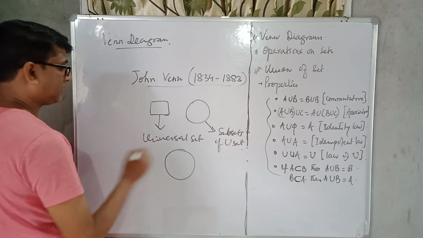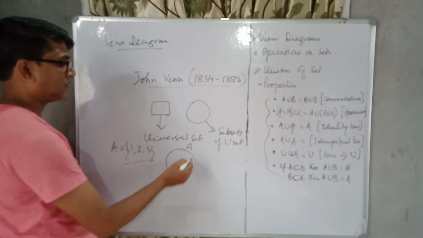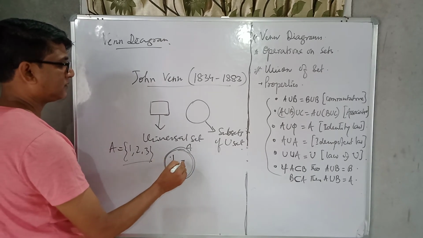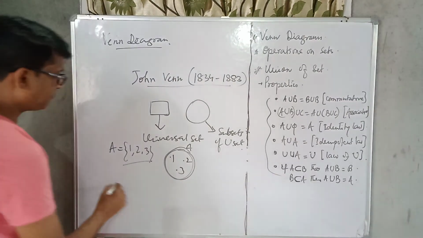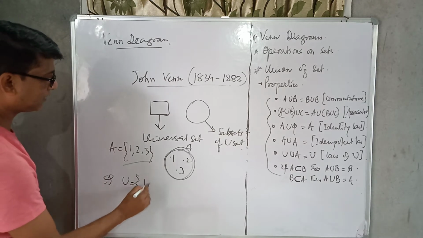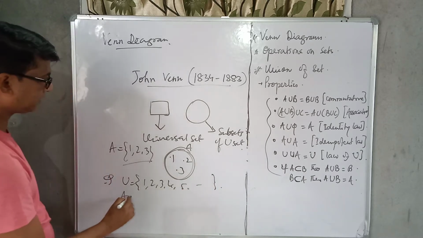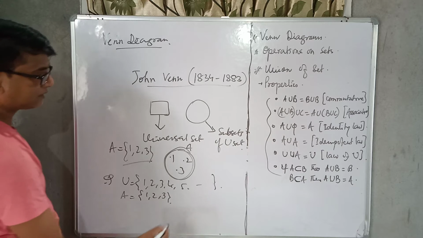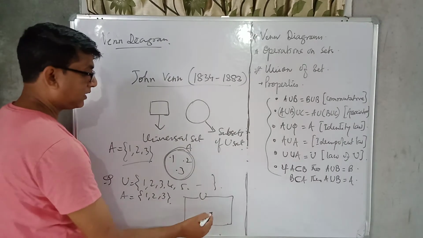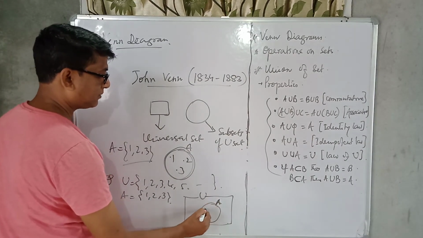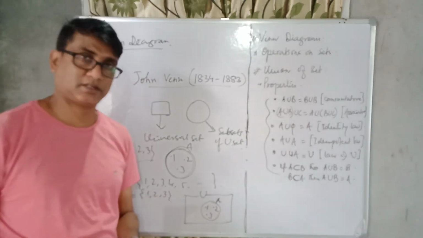The elements of sets are written within the circles. Suppose a set is there, with elements 1, 2, 3. These elements are written within the circles. As an example, take Z equal to 1, 2, 3, 4, 5, the natural numbers, and A is 1, 2, 3. Now how do we represent this? This is the universal set, and on that universal set A is the subset, and the elements are 1, 2, 3. So this is the representation of sets.